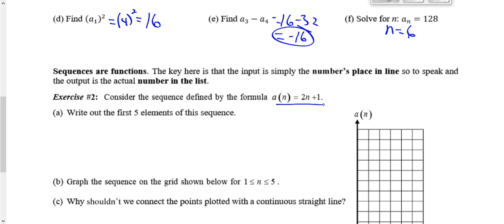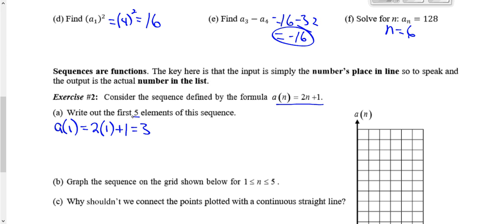So what are we going to do? Consider, so write out the first 5 terms of this sequence, okay? So what would be the first term? If we have a of 1, and this is going to work just like functions now, right? So it'd be 2 times what? 1, plus 1. This is not hard, right? What is it? A of 1 equals 3. So A1, the first term is 3. That's all it says, right? The first term is 3.